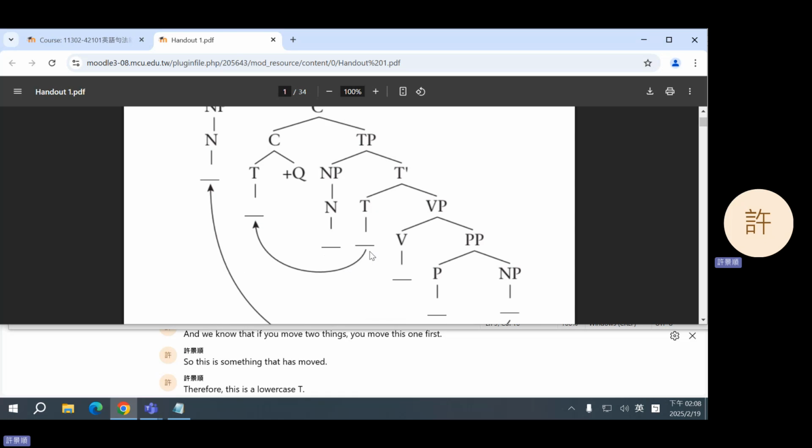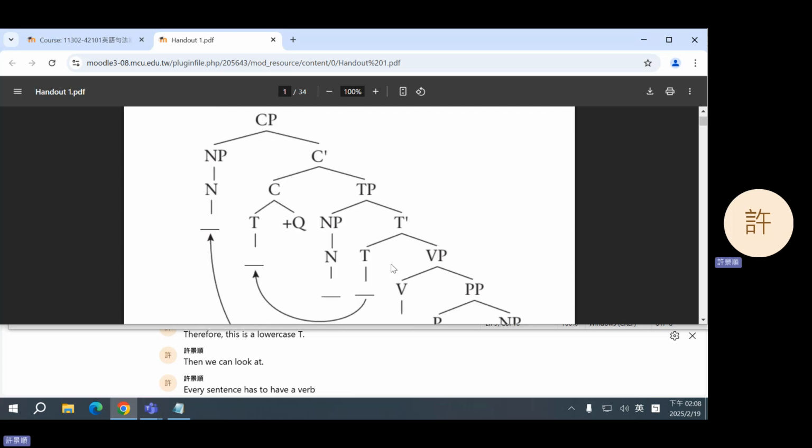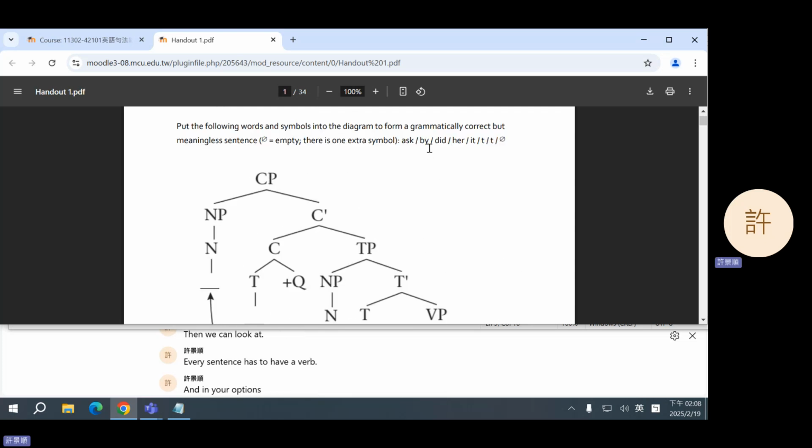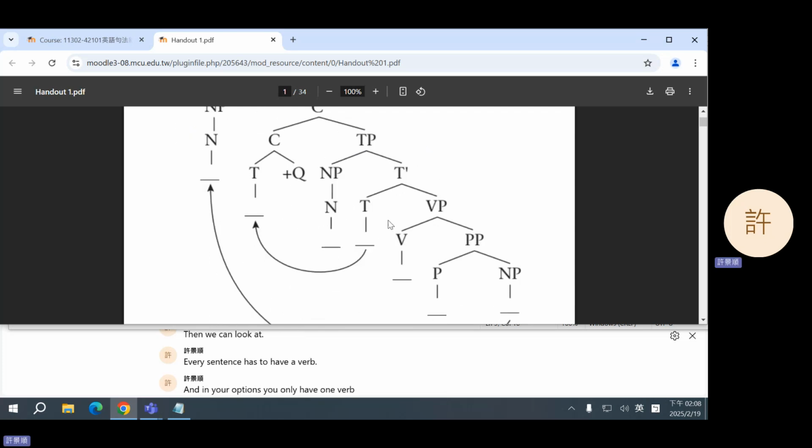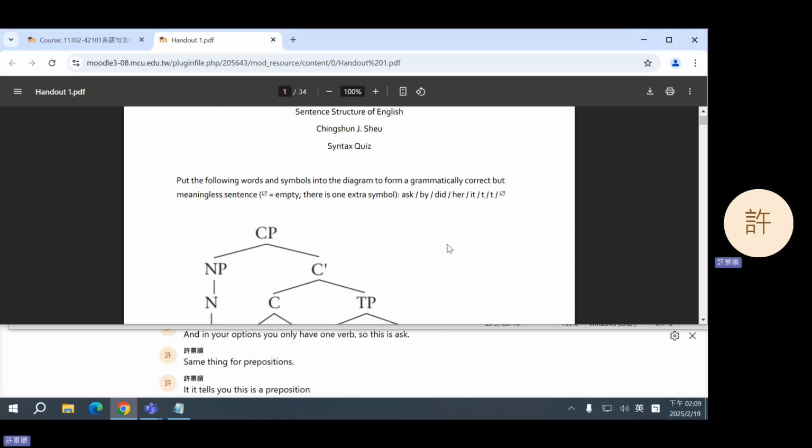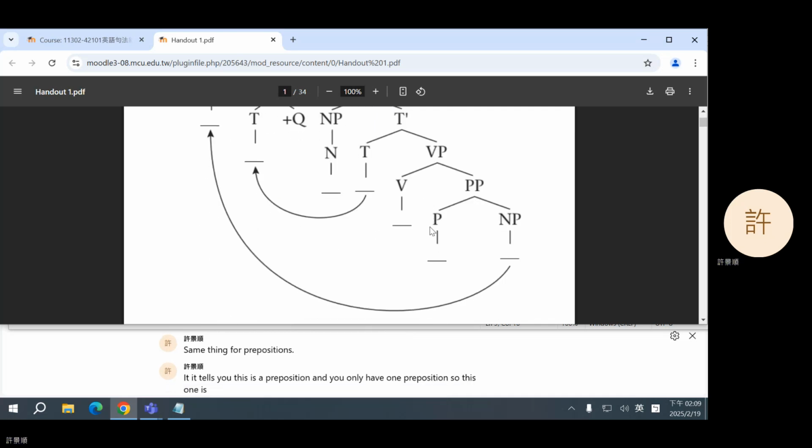Then we can look at this. Every sentence has to have a verb, and in your options, you only have one verb. So this is ask. Same thing for prepositions. It tells you this is a preposition and you only have one preposition. So this one is by.